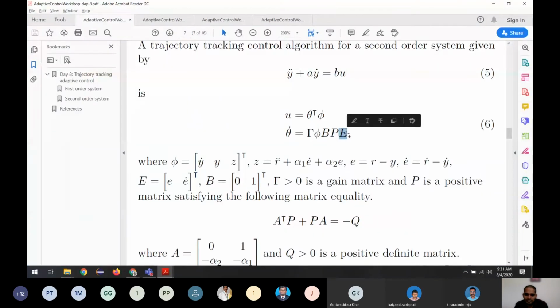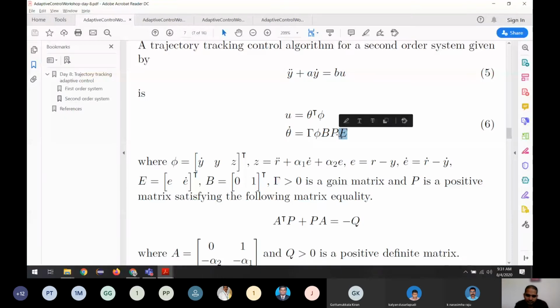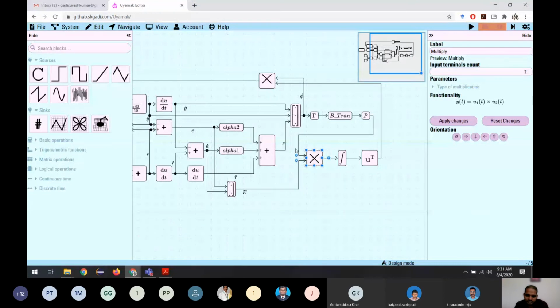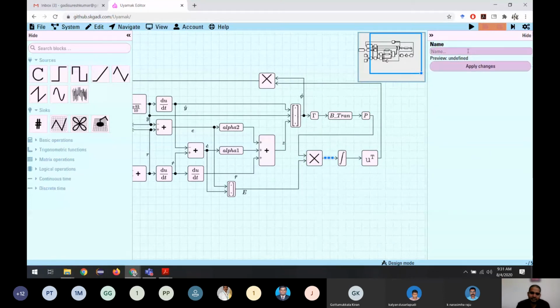Then we have to multiply with E. So first we have to multiply all these terms, then E. So first all these terms, then E. All these things together are theta dot. And if we integrate this theta dot, what we get is the theta.